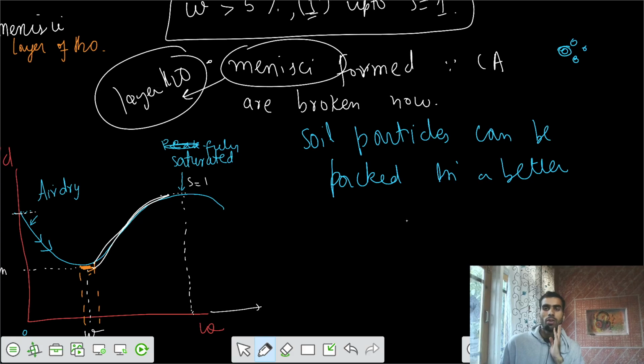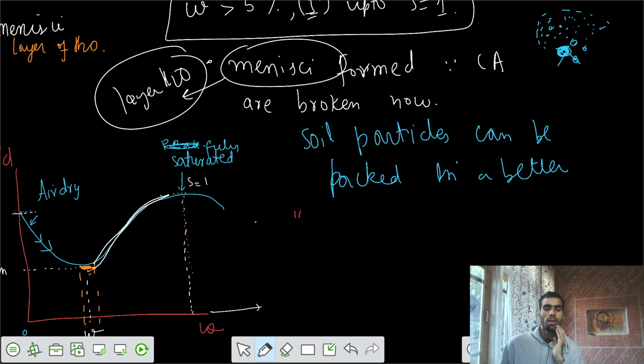That thin film of water is now broken, so you are only left with soil particles and free water, and free water can easily move. So finally you are getting more dense sand, such that gamma dry is going to increase up to this limit, when the degree of saturation was 1.